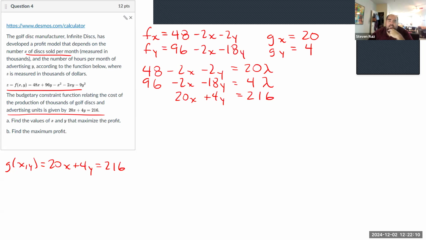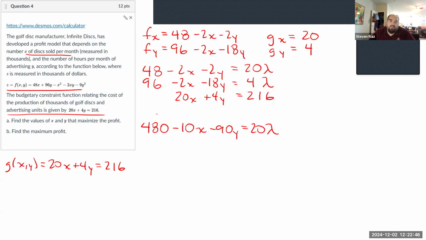I'm going to multiply the whole middle equation by 5. So what will that give me? 96 times 5 is what? 90 times 5 is, I'll just figure it out. So 480 minus 10x minus 90y equals 20 lambda.